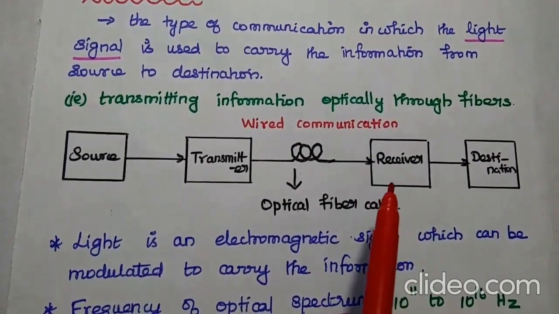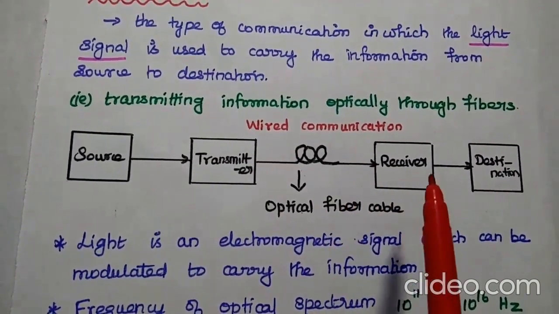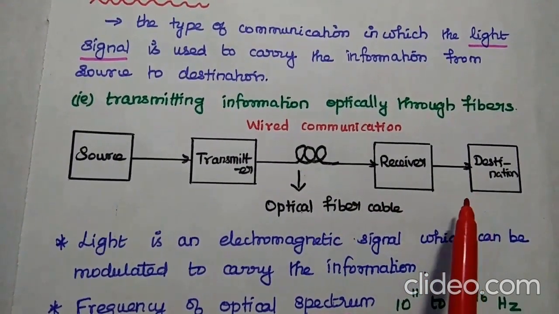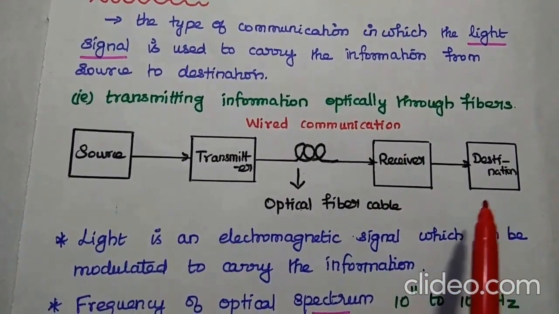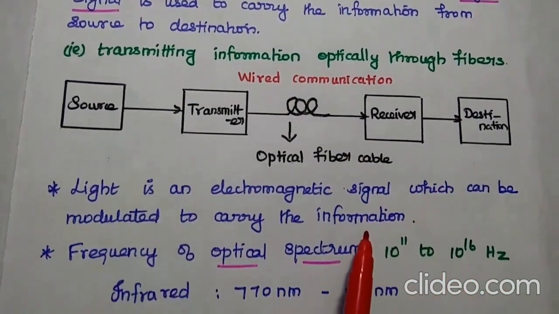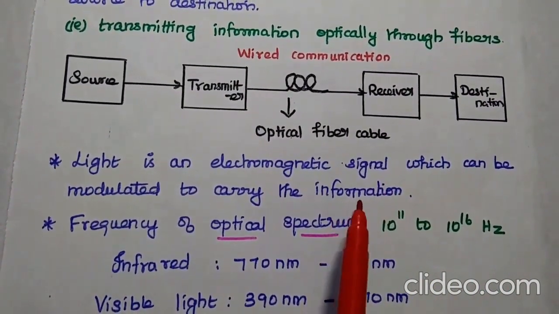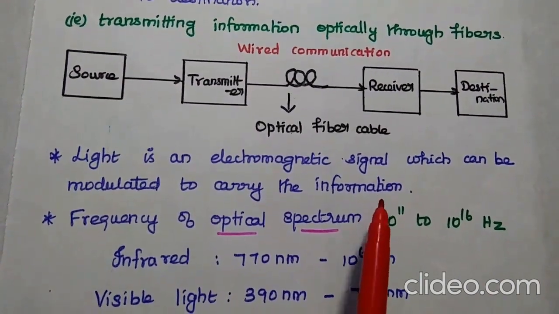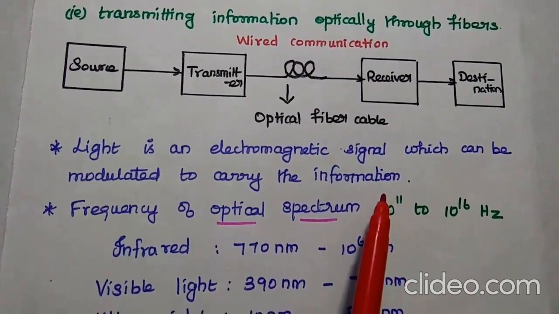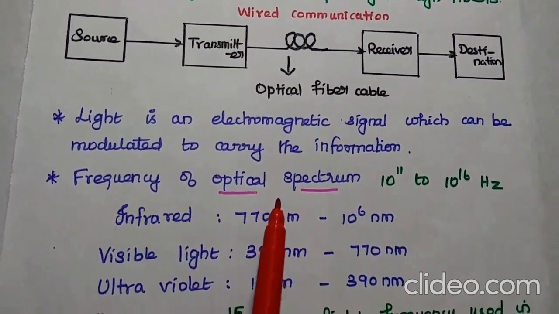The light is transmitted and the light is received in the communication medium, whereas the light acts as an electromagnetic signal which can be modulated to carry the information. The frequency of the optical spectrum is 10^11 to 10^16 hertz. So this is the frequency of the optical spectrum.